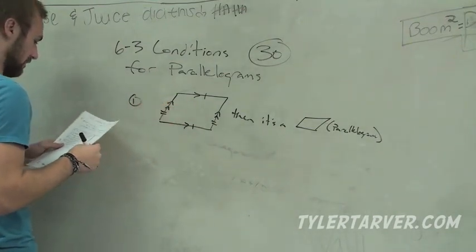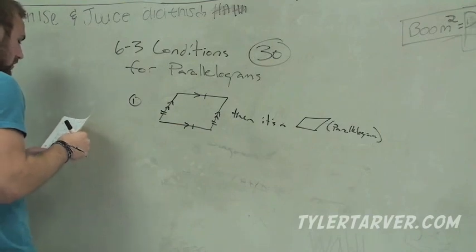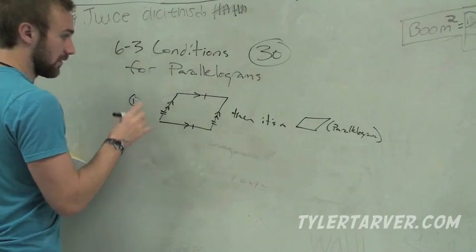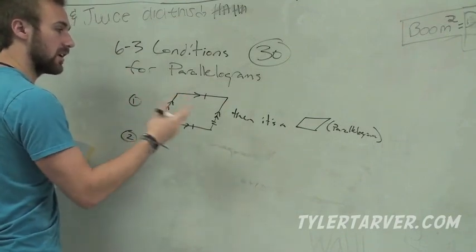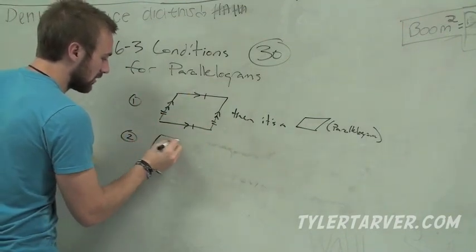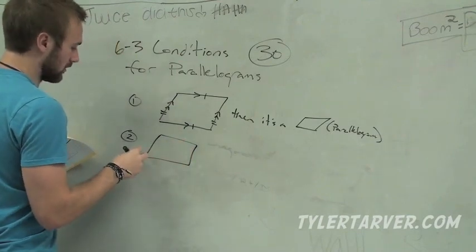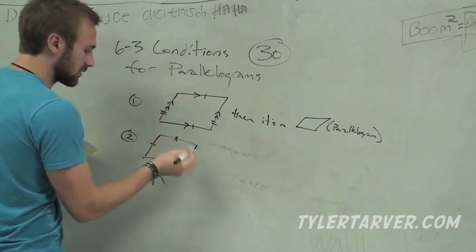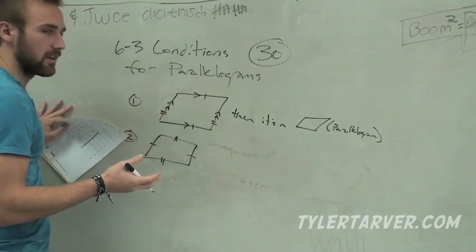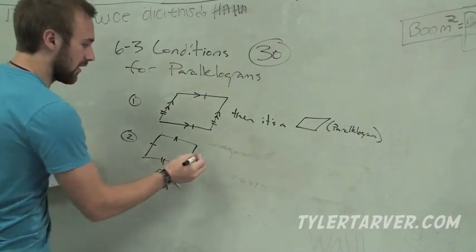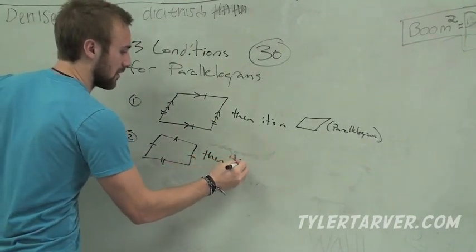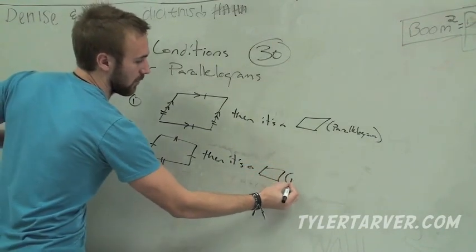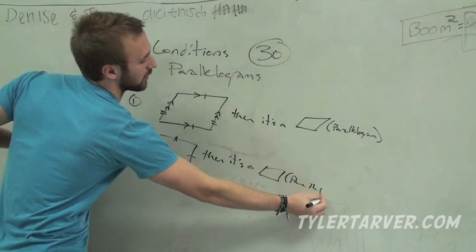Opposites are congruent. Now, we said if they're parallel and congruent, then guess what? It's a parallelogram. That's an ugly little thing I drew. If we know the opposite sides are congruent, like those are congruent and those are congruent, which means if they're the same, then guess what? That's enough information right there to tell us it's a parallelogram. All right, just for future reference, that means parallelogram. I'll write it again. I'm tired of writing.